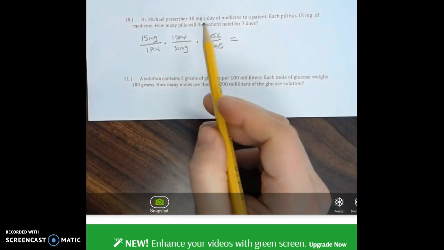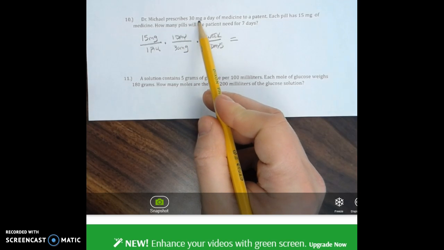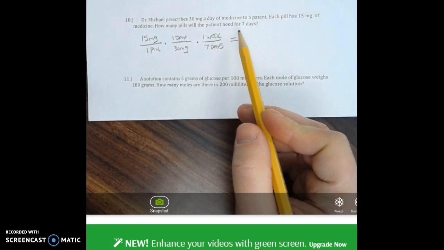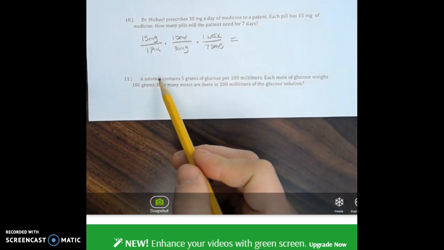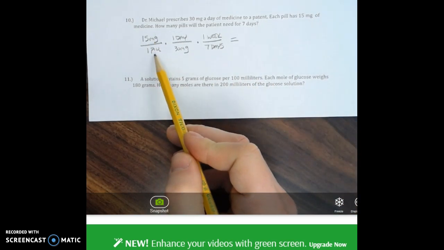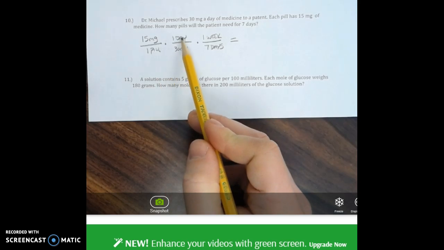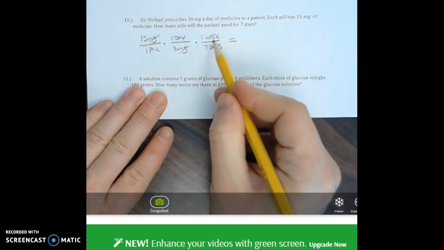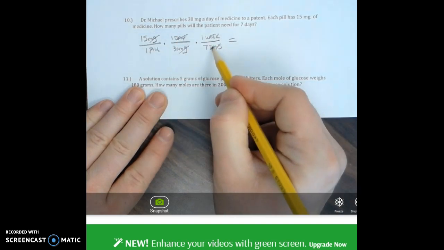In number 10, we're told that the doctor prescribes 30 milligrams of medicine per day. Each pill is 15 milligrams of medicine, so how much are needed for 7 days? So we set up our 15 milligrams per pill. We multiply that by our 1 day. We need 30 milligrams, milligrams with milligrams. And then 1 week is 7 days. Days cancel with days.